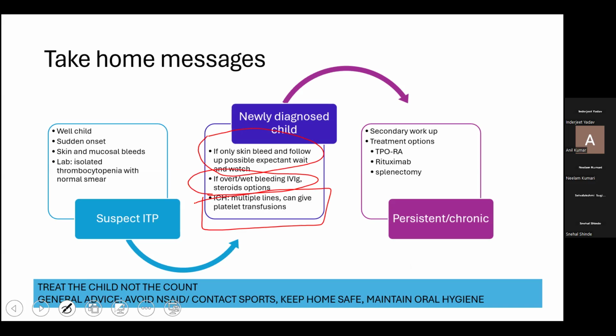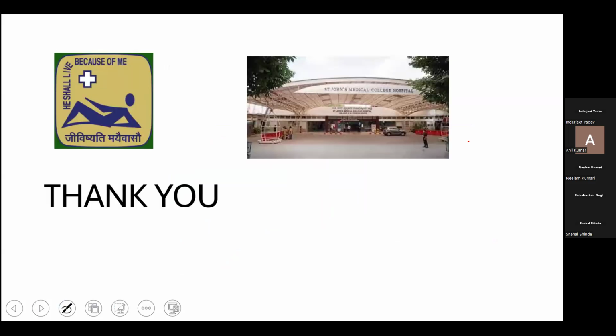And if there is persistent chronic ITP, make sure you do a workup for secondary disorders. Options include thrombopoietin receptor agonists like eltrombopag and romiplostim, rituximab, splenectomy, and others. We have to weigh the pros and cons based on the particular patient scenario and take a call. Thank you very much once again.